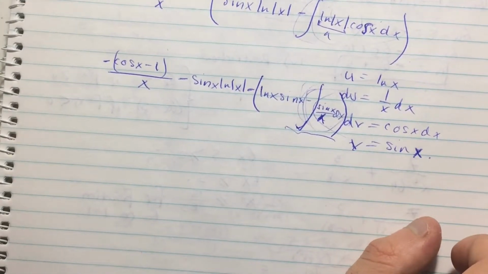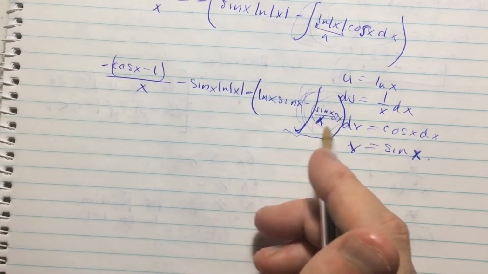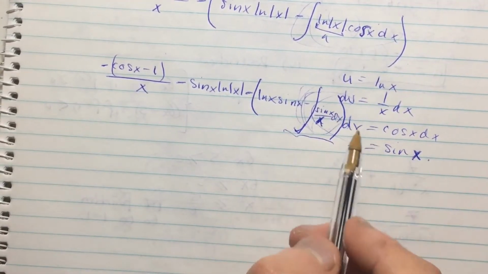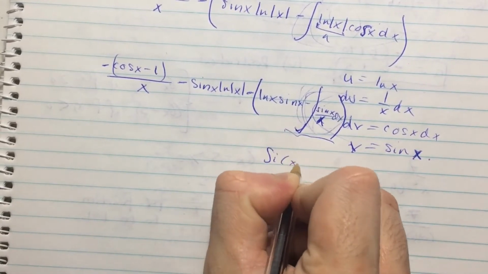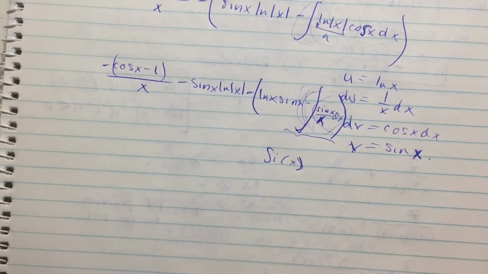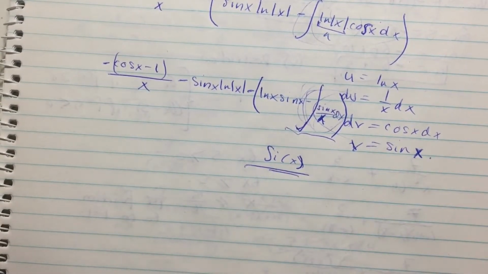If you type it in on an integral calculator online, you'll find that it's a special integral. The integral of sine x over x is actually a special integral called the Si of x. And yeah, if you want to research that yourself, I don't really know anything about it apart from its name. But yeah, that's the end of the video.